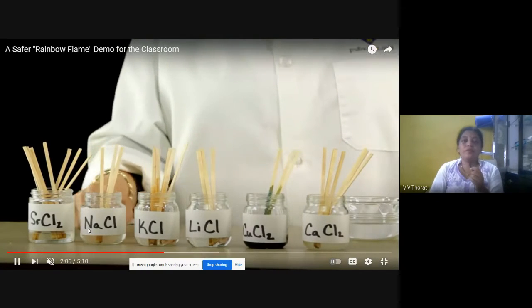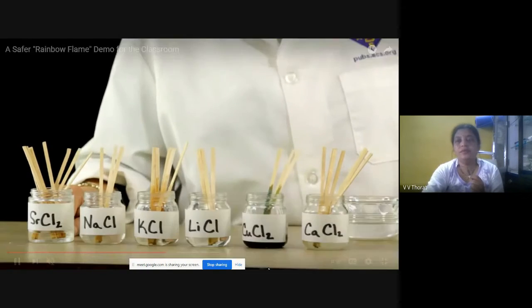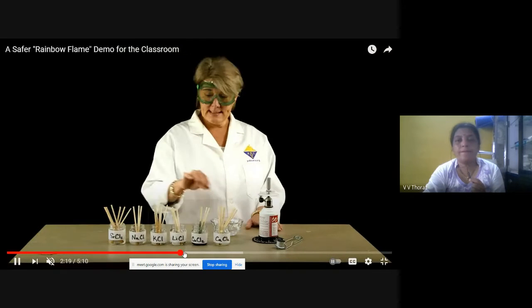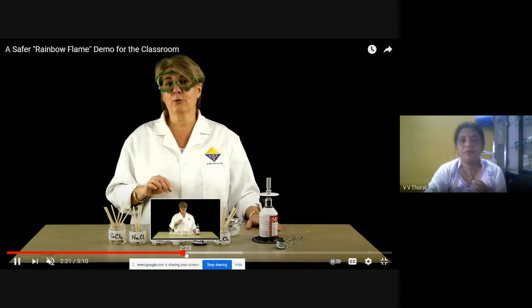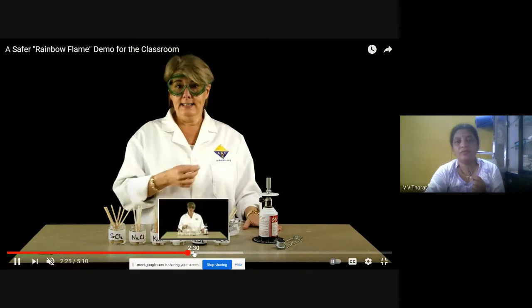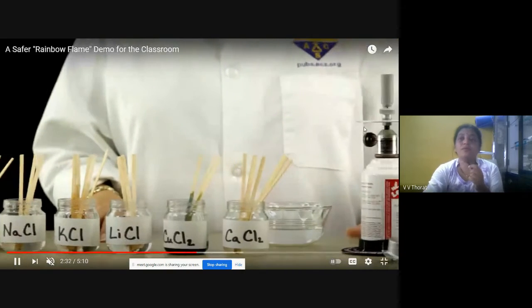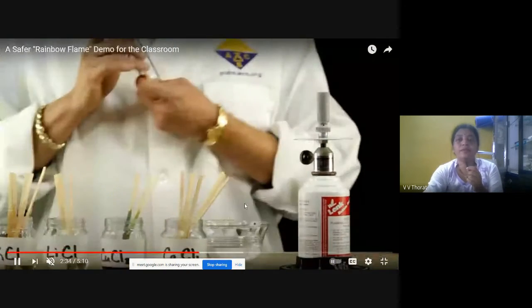So you can see the colors. She's explaining how we take the salt solution and how to hold it in the flame. Always you will hold it at the tip of the flame.